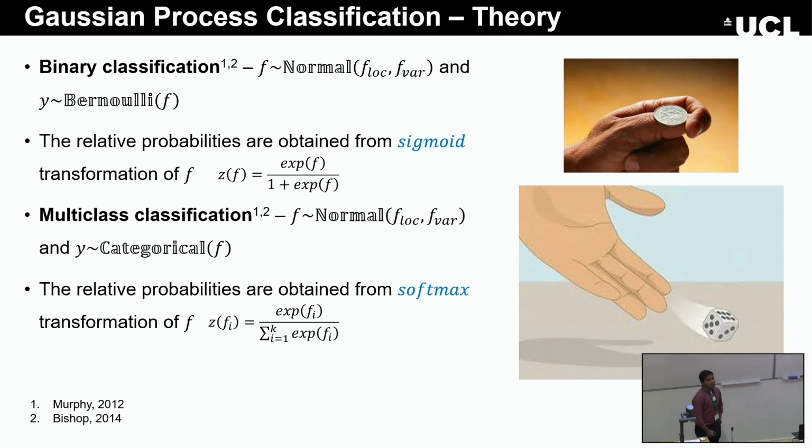Similarly, in the multi-class case, imagine throwing a dice. We have more than two outcomes, each with a certain probability. For multi-class classification, we may have labels 0, 1, and 2 corresponding to different cases, different class types. In that case, the number of times we observe one of the outcomes can be defined by a categorical distribution, and each outcome happens with a relative probability that can be obtained from the continuous function space by using a softmax transformation.